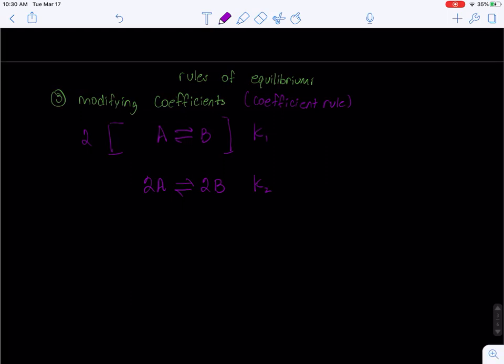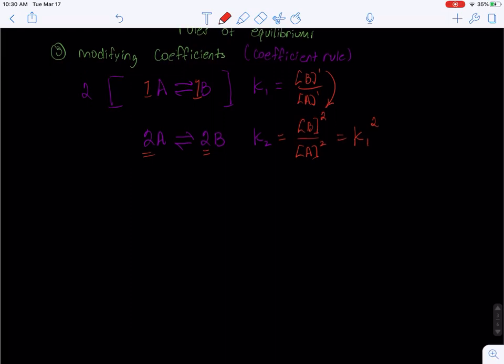So remember that K1 is related to the coefficients of the balanced chemical equation. So there's a 1 here and there's a 1 here. So K1 is equal to B to the first power over A to the first power. And down here we have a 2 and a 2. So this is going to be equal to B squared over A squared. So you can see all of these 1's change to a 2, so it's squared. So K2 is equal to K1 squared.